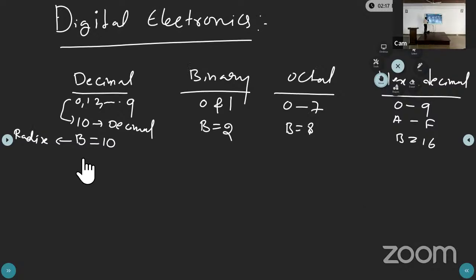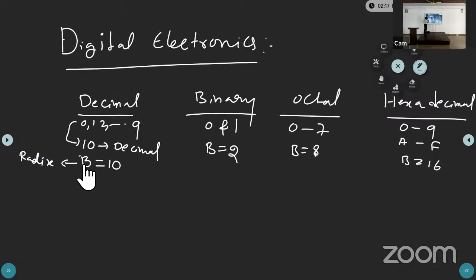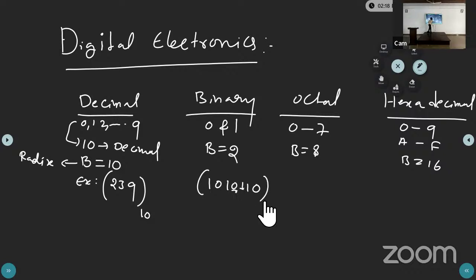Now, write one example for the decimal. The example is 239. This decimal number can be represented with base 10. This base suffix is called the base of that number system. Now the binary number system example is 10101100, and its base is 2.